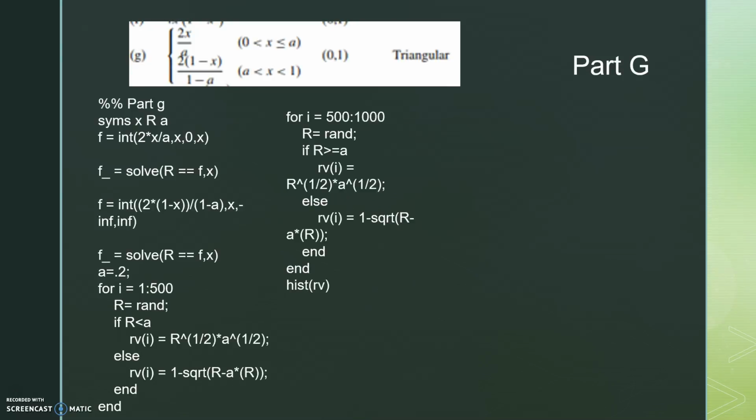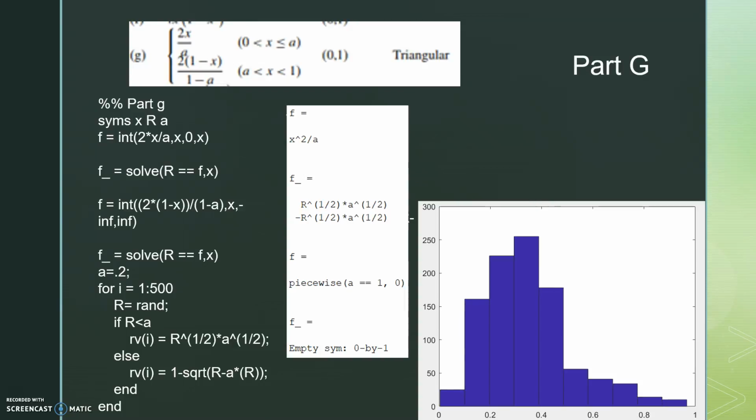Moving on to the final one, part G. This one was kind of awkward. We had to generate with 2 for loops, the one side of the triangle and the next side of the triangle. It was kind of weird in MATLAB to do this again.